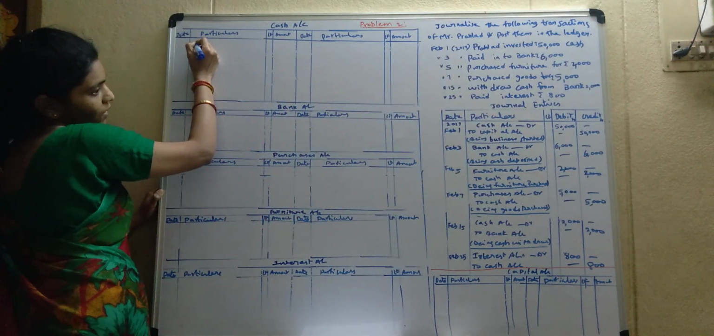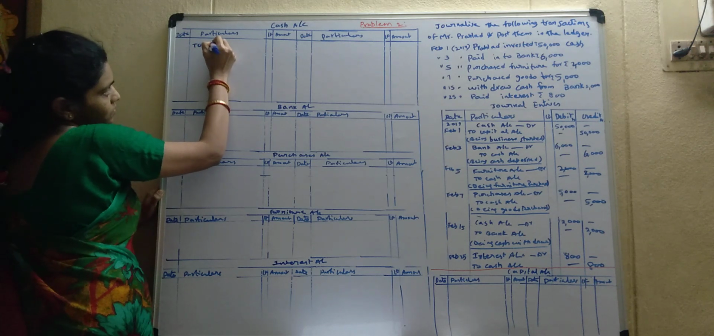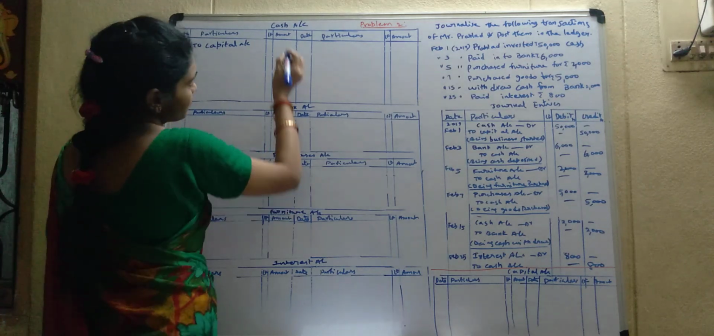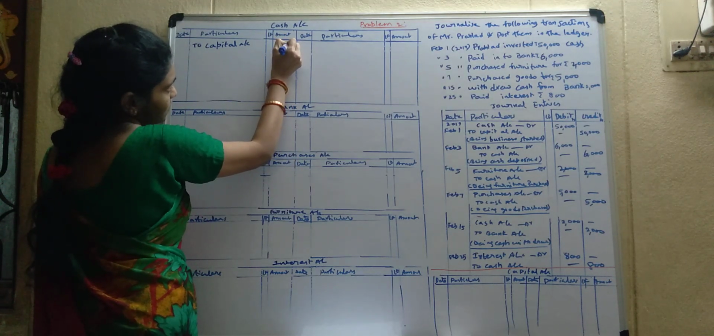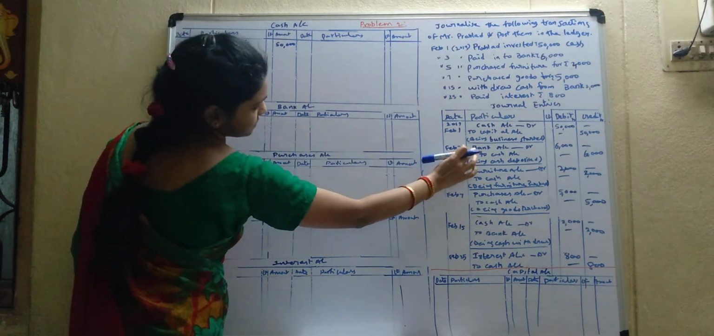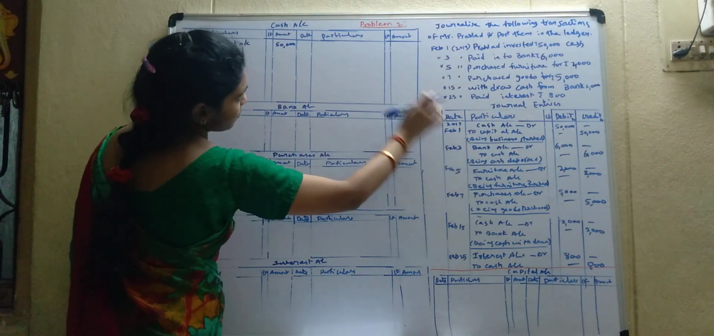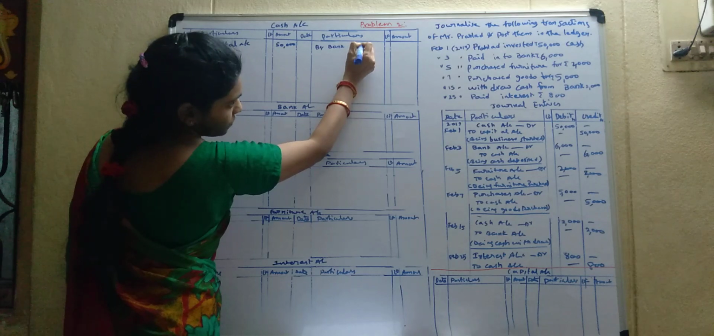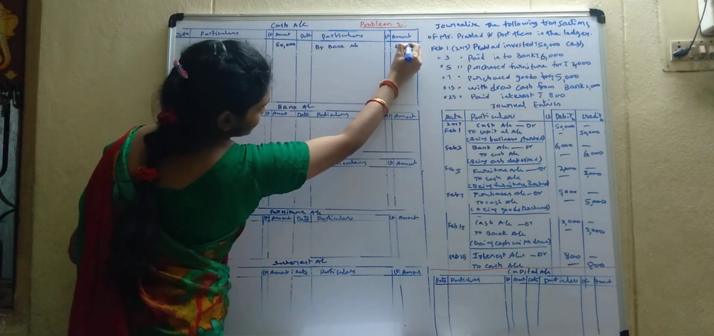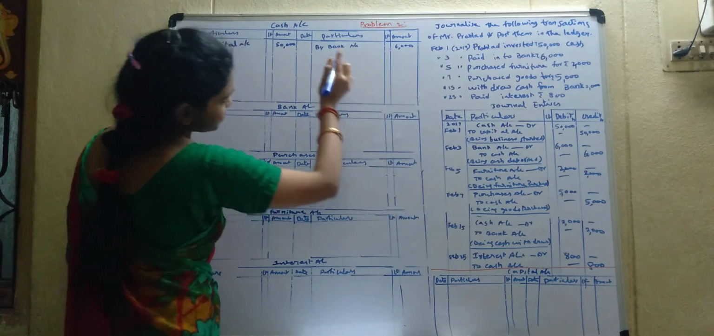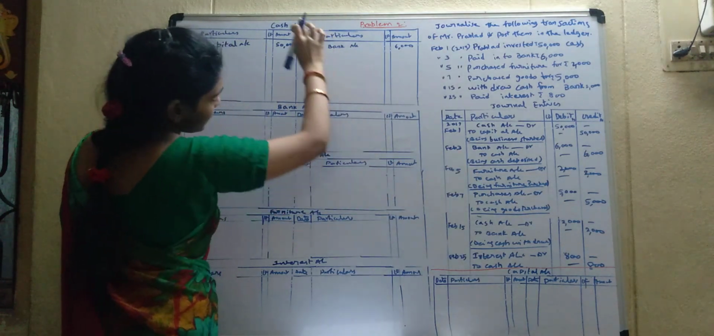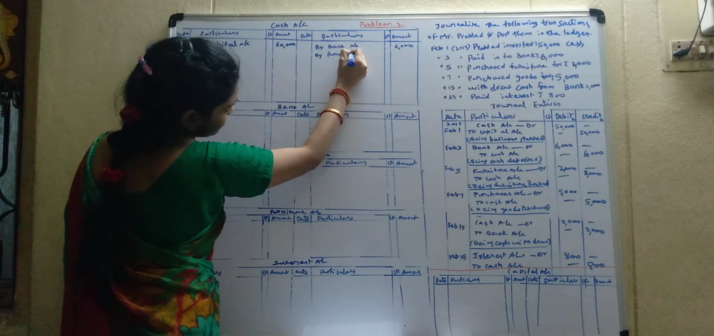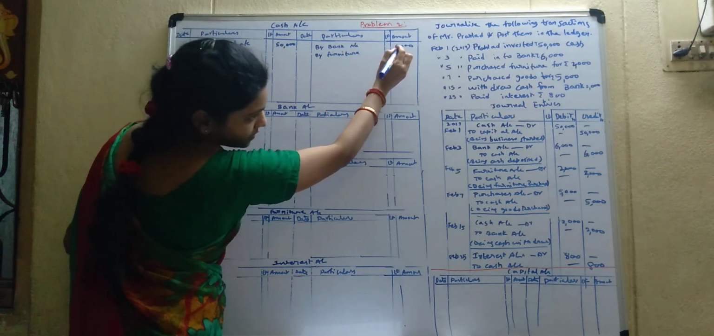Here, we write the credit account name. Here the credit account is capital. So, write 'To capital account'. What's the amount? 50,000. And next transaction, bank debit to cash account. So 'By bank account'. What's the amount? 6,000. Next, furniture to cash. So furniture also comes this side, 'By furniture'. What's the amount? 2,000.